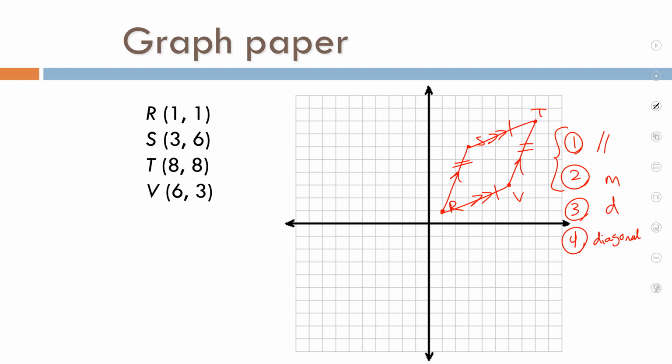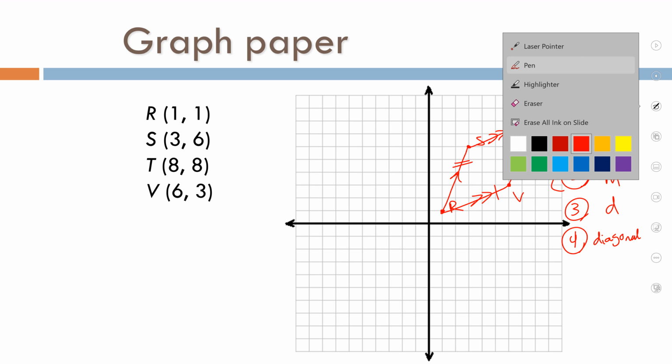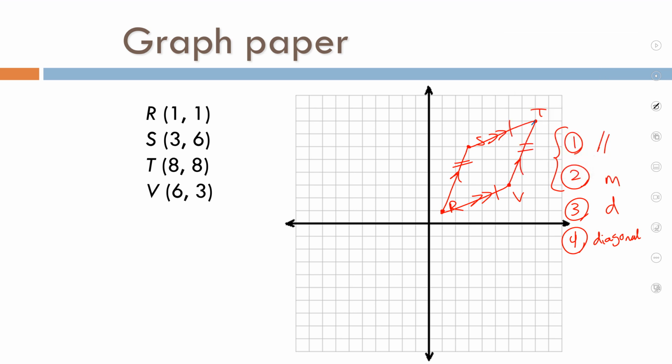If I was solving this problem, what I would do is check to see if the diagonals bisect each other. How would I do that? Liam. Take the midpoint of R and T and S and V. Beautiful. If they bisect each other, then this point right there has to be the same midpoint for both segments. So as Liam said, I would calculate the midpoint of RT, I would calculate the midpoint of SV, and see if in fact they are the same point.